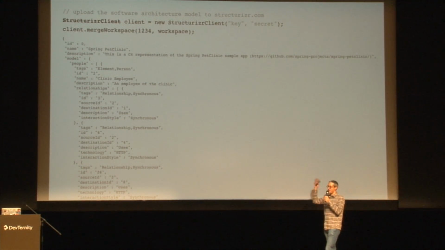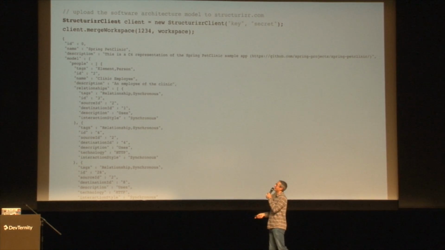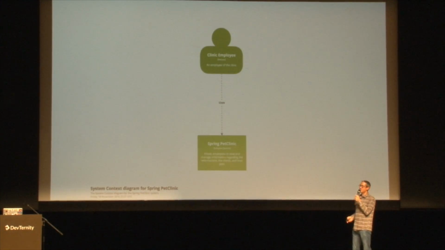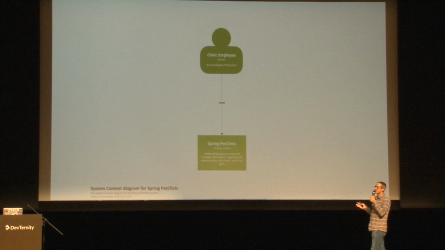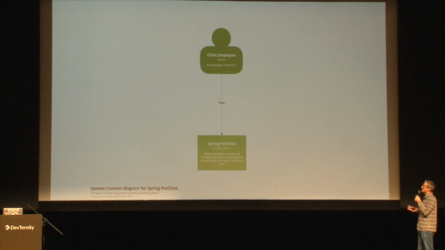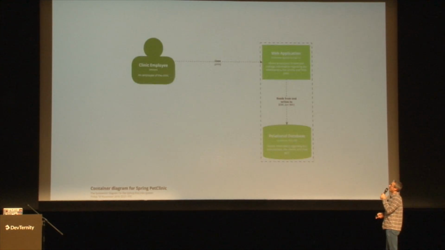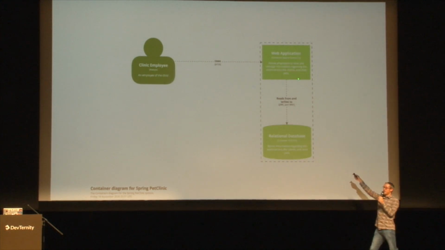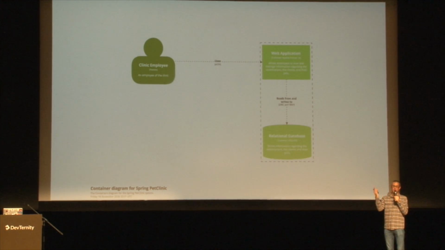We export it as a big JSON document, because why not? And we upload it to Structurizr's web API. And you get some pictures. So this is the context diagram for the Spring Pet Clinic system. It's the employee using the system. This came from the code I showed you. This is the container diagram. It's the employee using the web app using the database. Again, all this came from the code you saw.